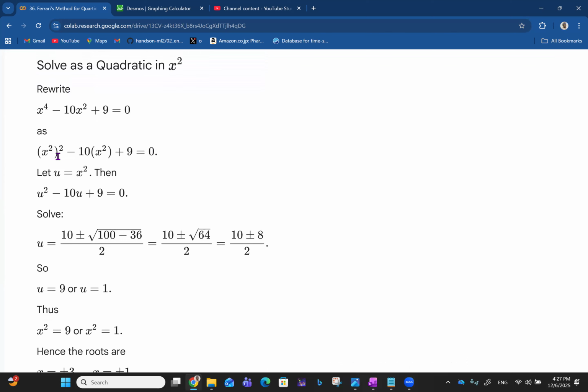So you just square it. You have x squared squared minus 10 times x squared plus 9 equals 0. So let u be x squared, and you have u squared minus 10u plus 9 equals 0. Then you can solve for u. So you have a is 1, b is minus 10, c is 9.